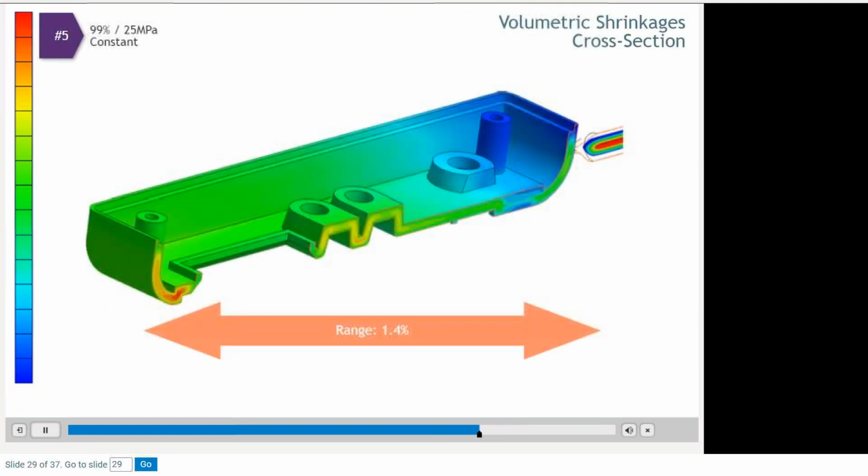Here you can see that the high shrinkages near the gate have been eliminated. The shrinkage range is from 2.7 to 1.3%, and there are no negative shrinkages inside the molded part.